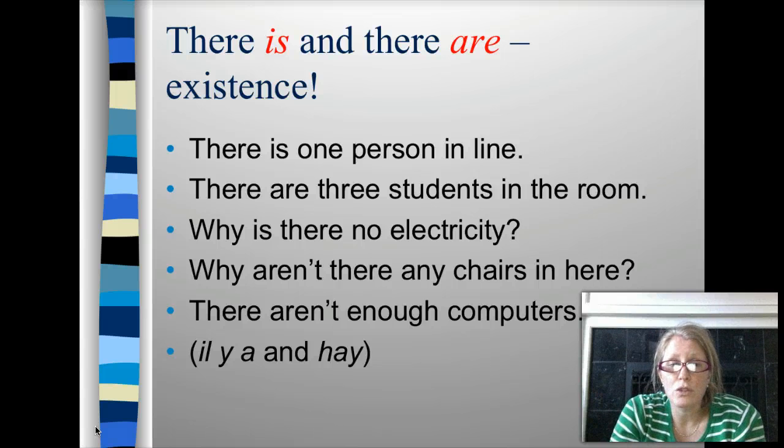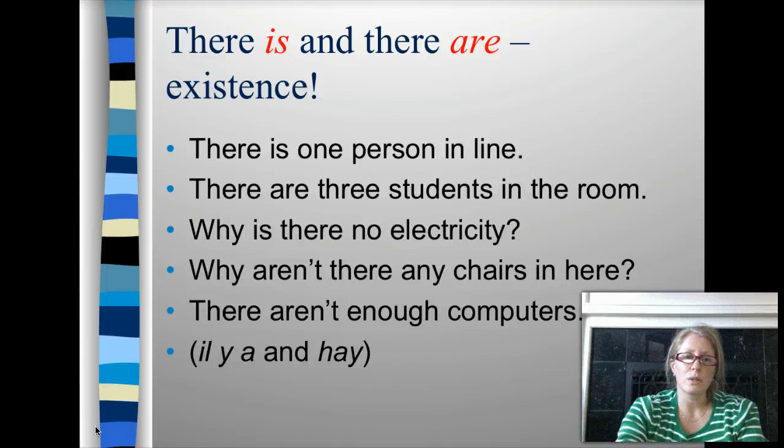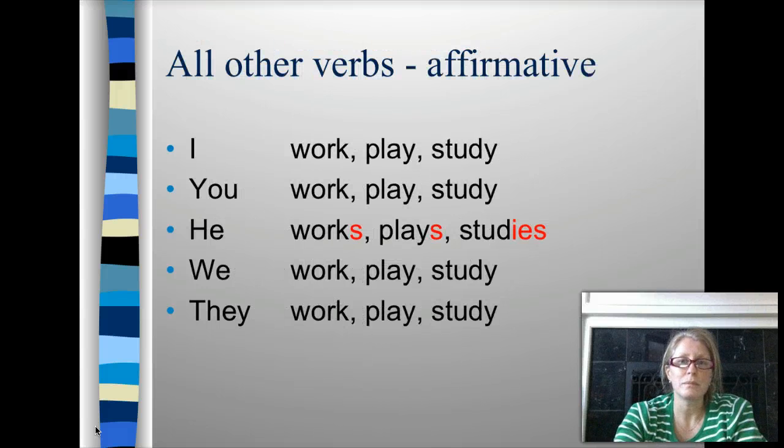I can also use the structure in questions. Why is there no electricity? And I can make my question negative. Why aren't there any chairs in here? I could also just make my sentence negative. There aren't enough computers. You see the Spanish and French equivalents to these expressions.